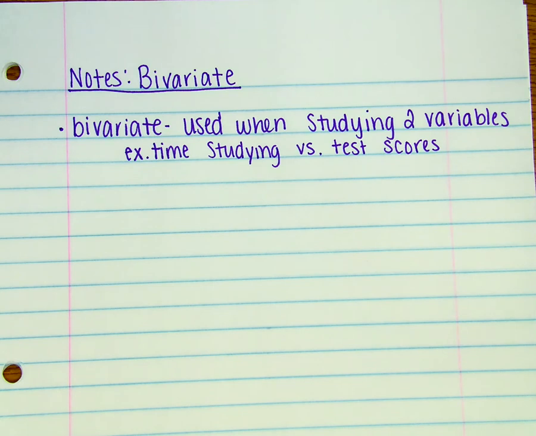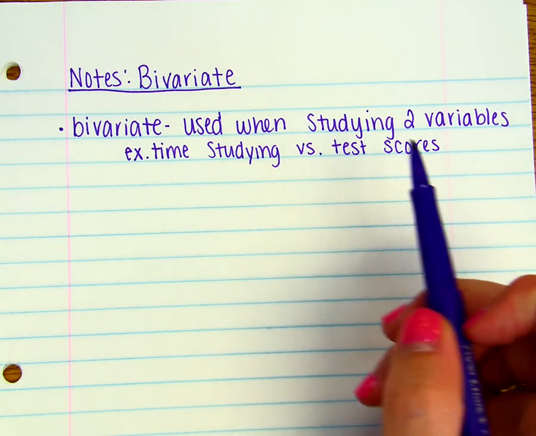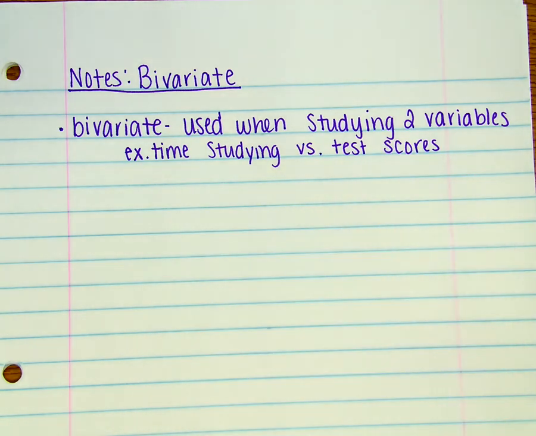So bivariate data is used to study two variables, and it can only be two variables that can be compared. Our test score depends on how much time we study. If we're talking about apples and oranges, one does not have any effect on the other, so we would not use bivariate data there.